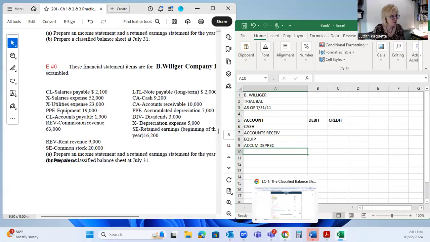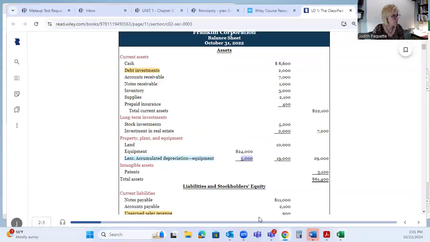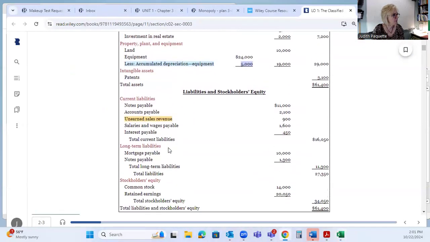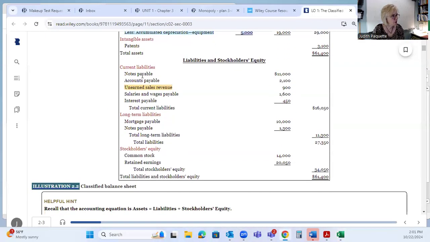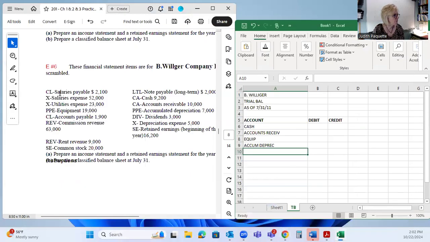Let's go back and look at that Franklin. Under liabilities, we have notes payable, accounts payable, unearned revenues, salaries, and so forth. So we have salaries, we have accounts payable, and notes payable, but that's long-term. So we're going to put accounts payable, salaries payable, and notes payable.